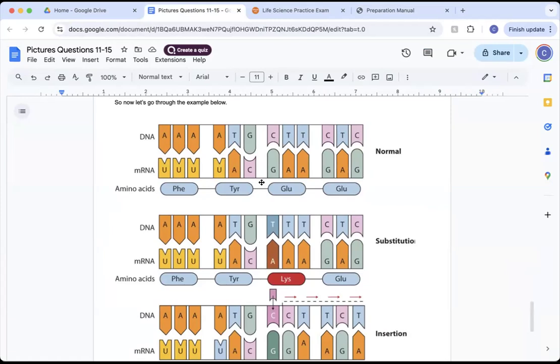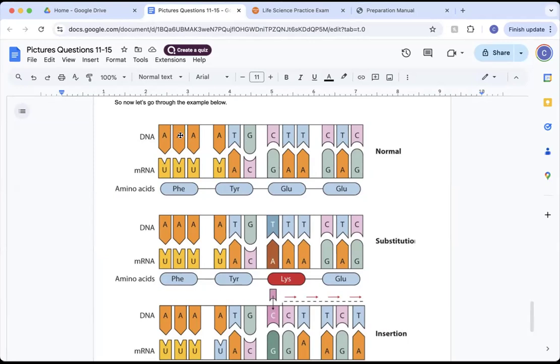When we're going from DNA to mRNA, it's important to remember that A pairs to U, and you can see that in this normal one here. Whenever we have an A, it's going to a U below it. And then whenever we have a G or C, it's going to pair to G or C. So we can see here we have a G, it's pairing to a C on the mRNA, or here we have a C, that's pairing to a G. So A will always go to U, and G will always go to C.